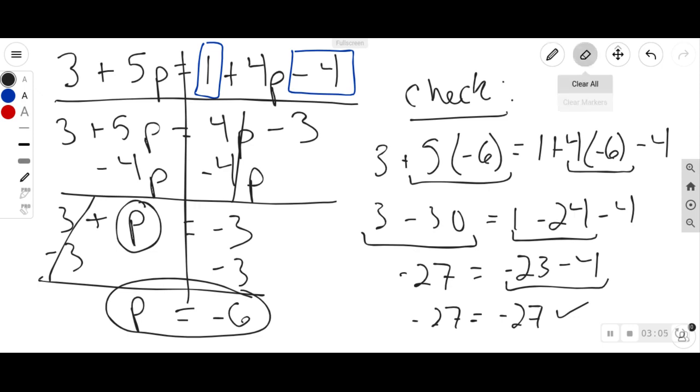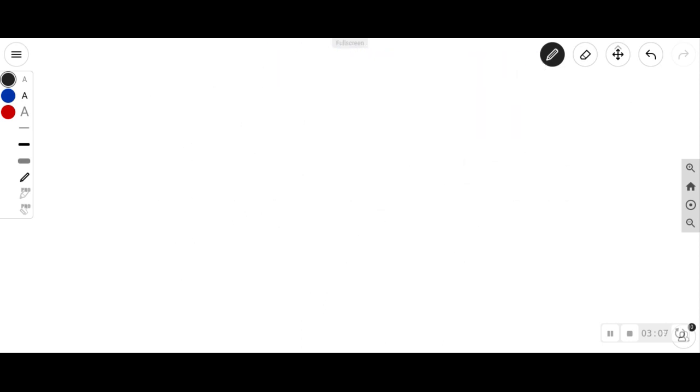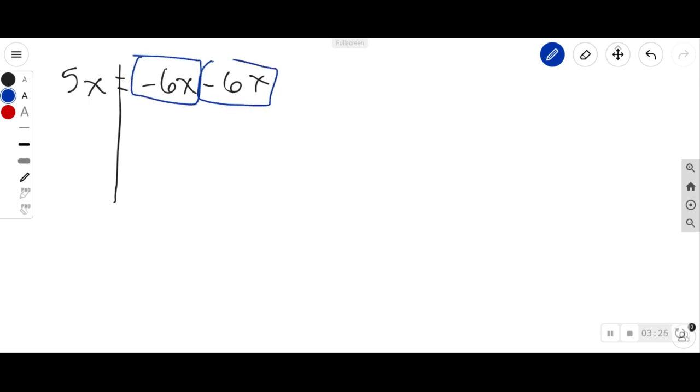Remember, with all of these, just go step by step. If you need to show more steps, then that's what you do, show more steps. Now the next one is a little bit unique. If you notice, there's no distributive, but there is like terms on this side. But the unique thing is everything has an x.